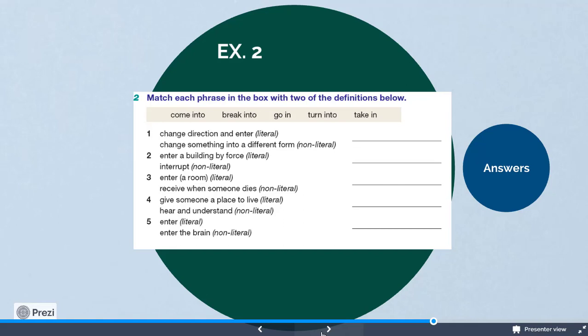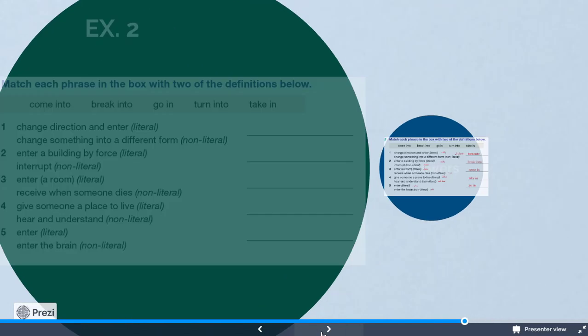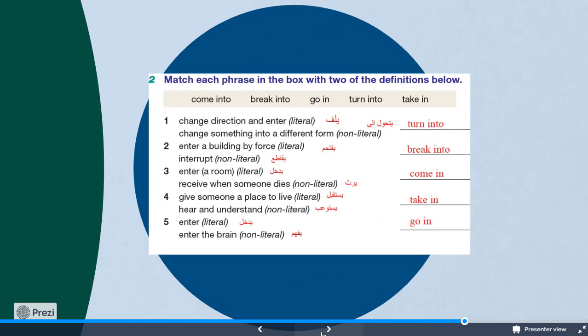Now, stop the video and try to answer the other questions. Once you are ready, move on. Let's move to the answers. Match each phrase in the box with 2 of the definitions below. Let's now move to number 2. Enter a building by force.